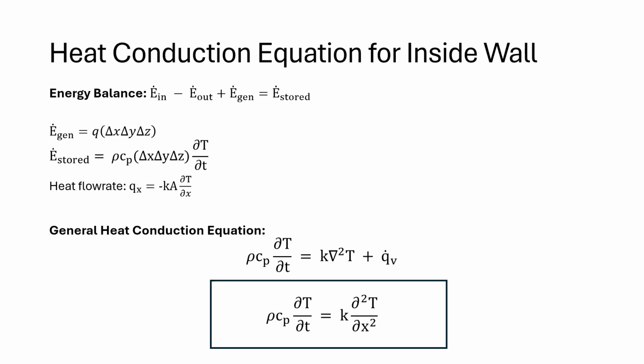The heat conduction equation can be derived using an energy balance and Fourier's law. The energy generated is Q times delta X, delta Y, delta Z, and the energy stored is rho Cp delta X, delta Y, delta Z times the partial change in temperature with respect to time. The heat flow rate was previously defined by Fourier's law, and plugging all of these values into the top energy balance equation and simplifying results in the general heat conduction equation, which is the density of the material multiplied by specific heat capacity and partial derivative of temperature with respect to time, equal to K times the gradient squared temperature plus the volumetric heat generation.